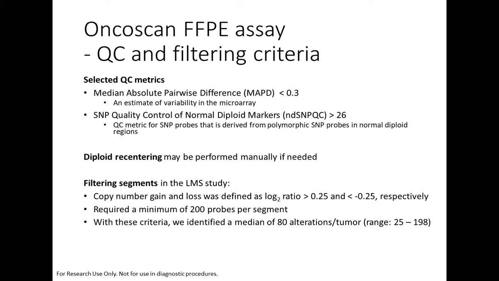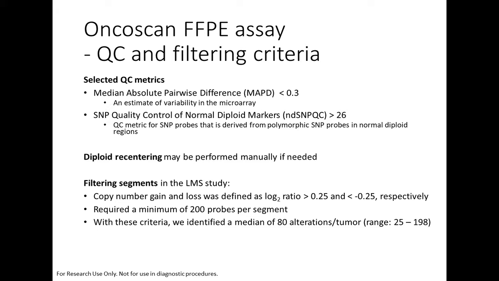The first step in the analysis of the OncoScan data includes evaluation of a variety of quality control metrics. Selected important QC metrics include the median absolute pairwise difference, MAPD, which should be below 0.3, and also SNP quality control of normal diploid markers, which should be above 26. Diploid recentering may be performed manually if needed, which may be the case especially in the tumors with high genomic instability. I will show an example of diploid recentering in the following slides.